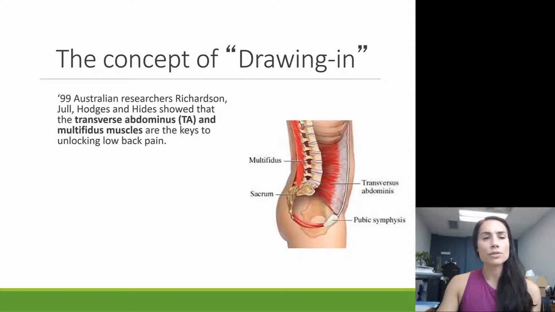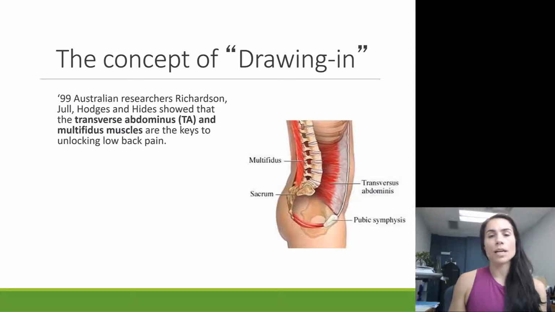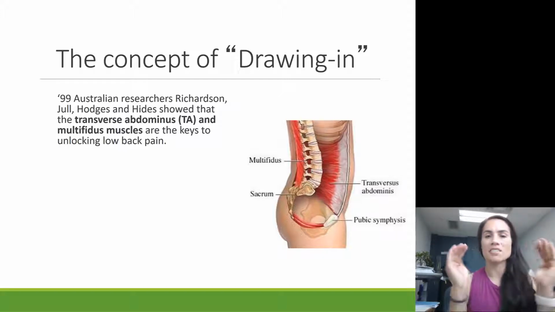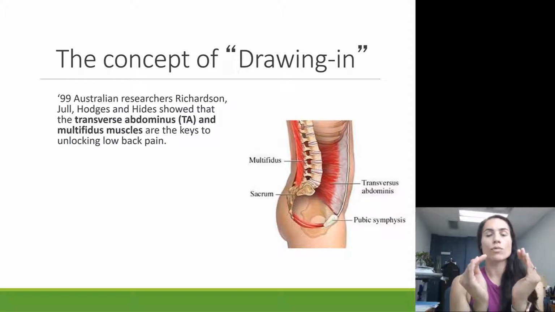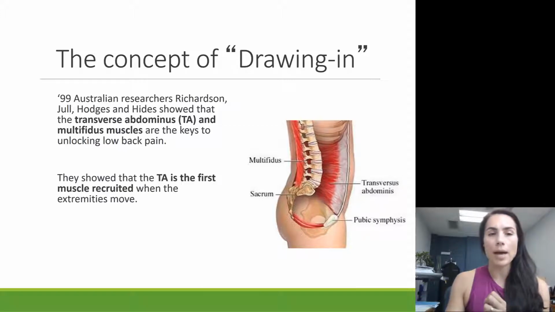So what researchers found in the late 90s was that our transverse abdominals, right, which is that really deep muscle right on top of the organs, and the multifidus muscle, they are both keys to making sure we unlock low back pain. And you can understand why. If you look at this picture on the right, you can see that both muscles surround the spine. So if we can really strengthen those muscles, we're going to be able to limit the amount of pain that we're experiencing in the low back.